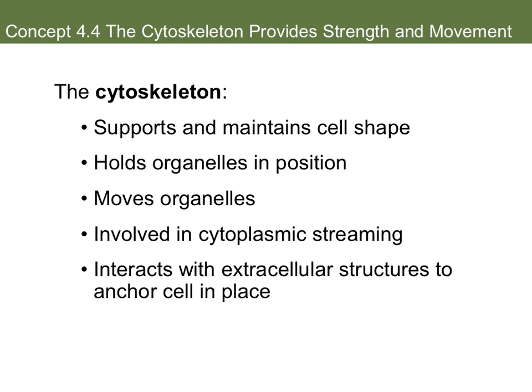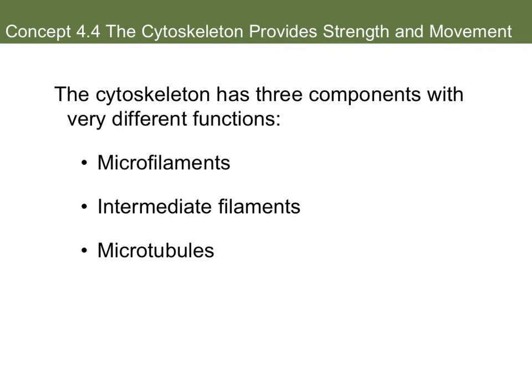Now we're going to focus on the structure of the cytoskeleton. The cytoskeleton supports and maintains the cell shape. It holds the organelles in position, and it also moves organelles such as vesicles. It is involved in cytoplasmic streaming, which is moving the cell itself, and the cytoskeleton interacts with the extracellular structures to anchor the cell in place. The three components of the cytoskeleton include microfilaments, intermediate filaments, and microtubules.